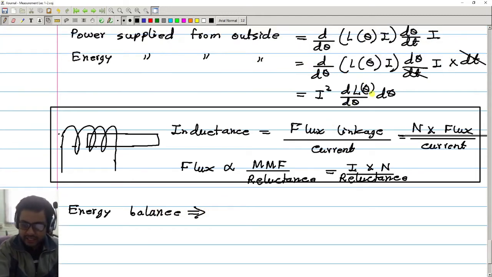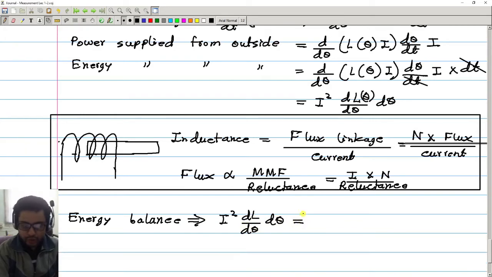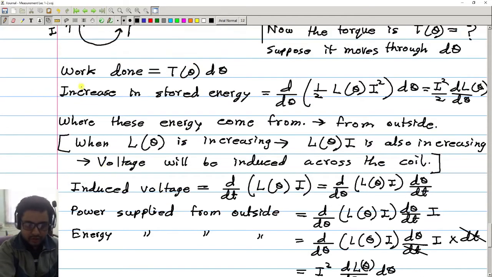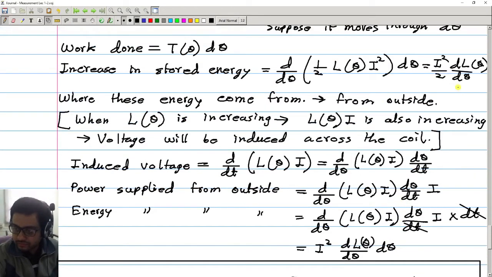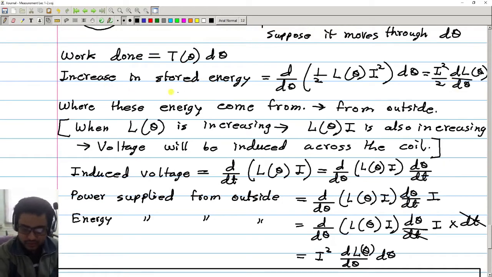Okay, so this is the energy coming from outside, I square dL d theta d theta. It should be equal to this work done plus this increase in stored energy. Okay, notice these two values. I will copy it. Here I guess I have missed a d theta.